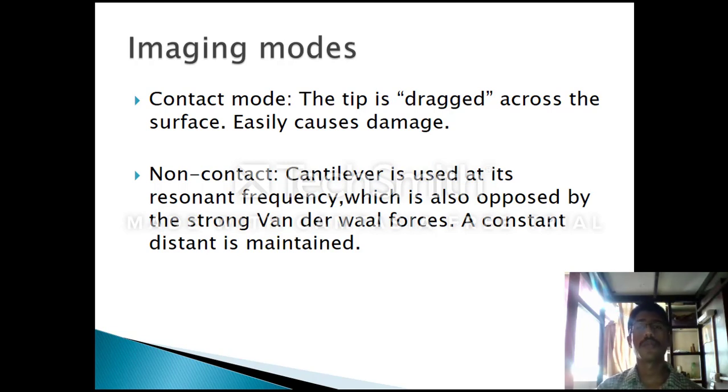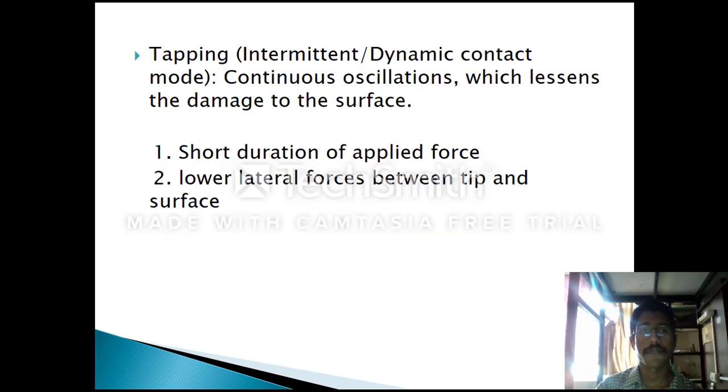Second is the non-contact mode. The cantilever used here is operated at a constant resonant frequency, and the van der Waals force of attraction tries to oppose this frequency. So this keeps it at a minimum distance, which is also safe.